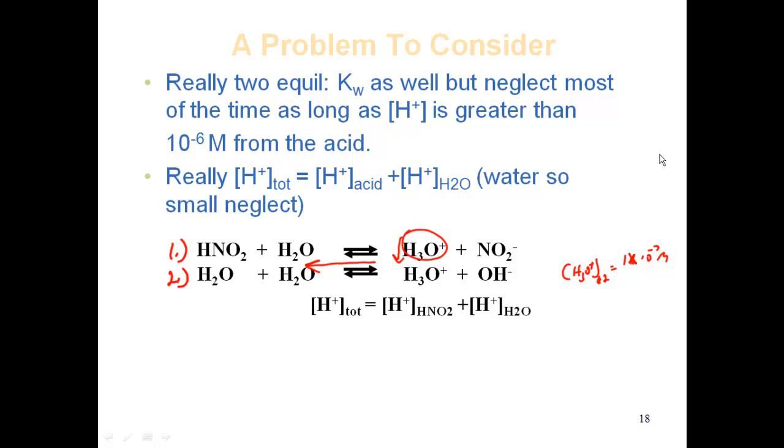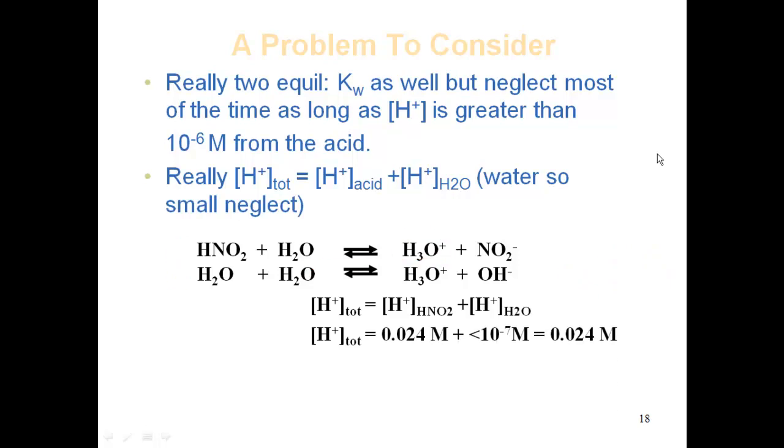Well, that means the amount of hydronium ion coming from that water-water equilibrium is going to go down because it's shifting to the left, which means I'm getting less than 1 times 10 to the minus 7 molarity coming from the water-water equilibrium. So an even smaller amount is contributing to the overall amount. Overall, I have 0.024 molarity coming from my acid, and I have less than 1 times 10 to the minus 7 coming from the hydronium.